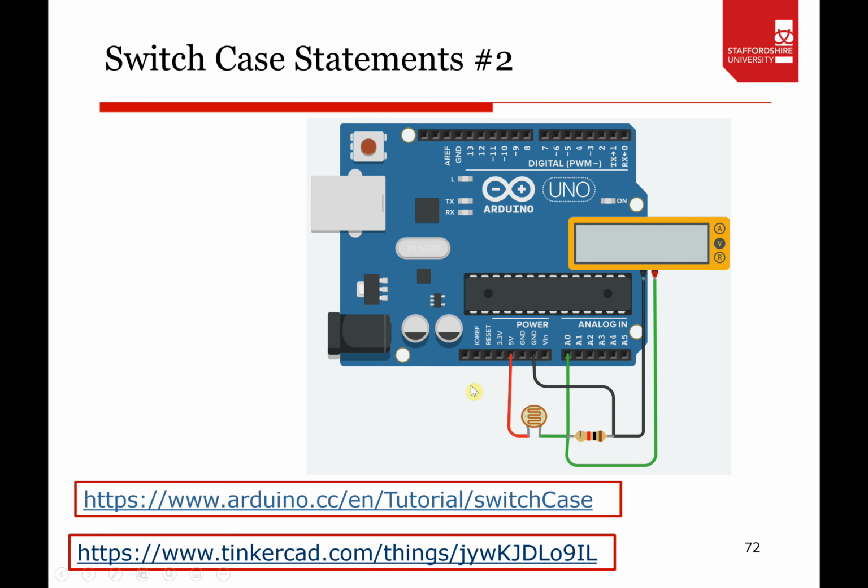So here we have the same circuit with the addition of a voltmeter. So the 5 volts and the photoresistor, the resistor and ground, and then this is connected to A0 and the voltmeter.